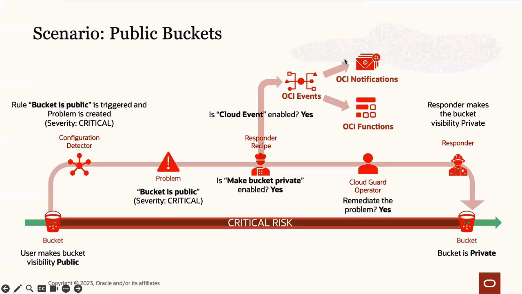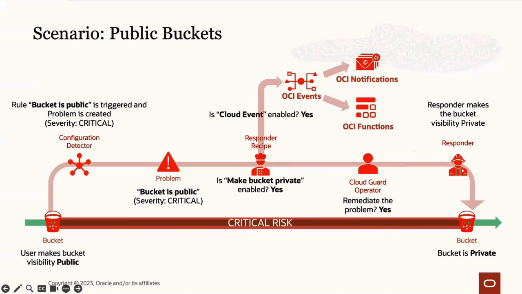The notification will be sent out to the CloudGuard operator. The operator, in this case, might choose to remediate the problem. We saw that there is a remediation for make bucket private. So if the operator did just want to click the remediate button, then the problem would be fixed and the flow would stop here and we would go back to green.